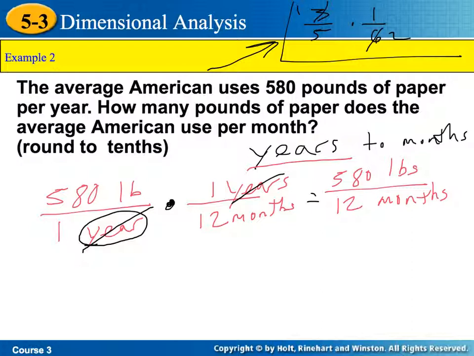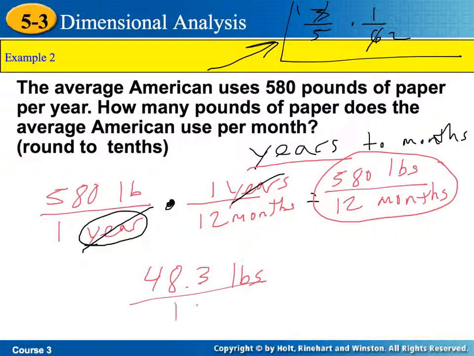Okay, so now when I do this problem, I end with a rate like this. But I don't want it in 12 months, because that's technically 1 year. I want it per month. So what I have to do is take 580 divided by 12, and I'm rounding to the nearest tenth. My answer is 48.3 pounds per month. All I did, again, I changed years to months.